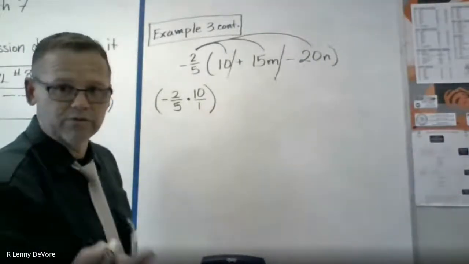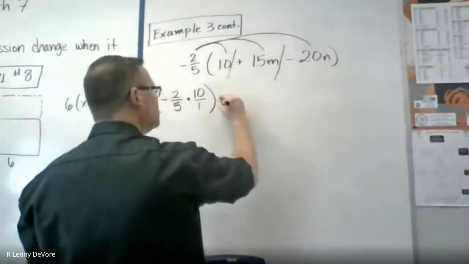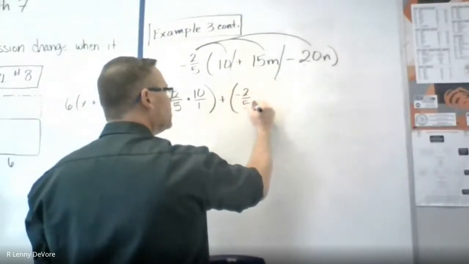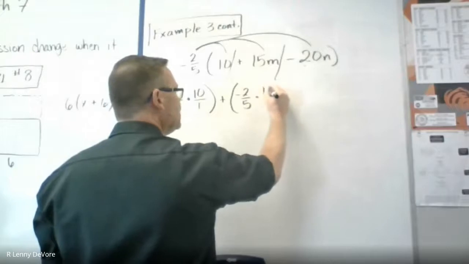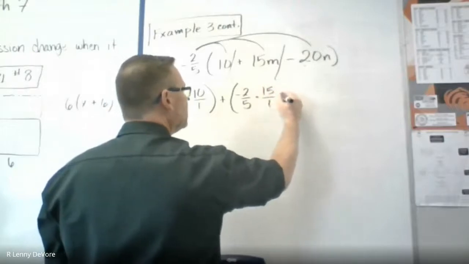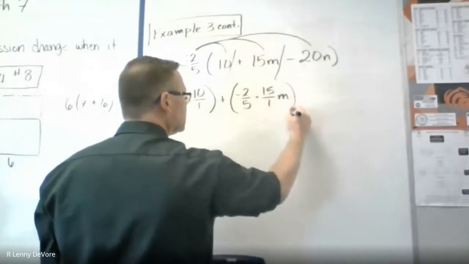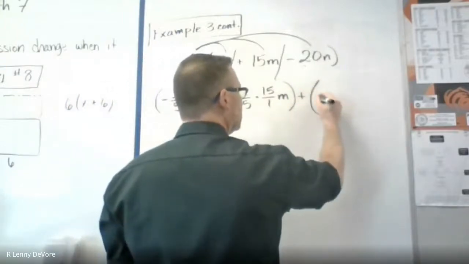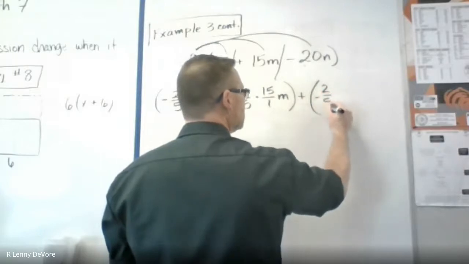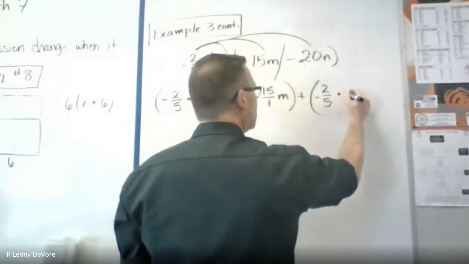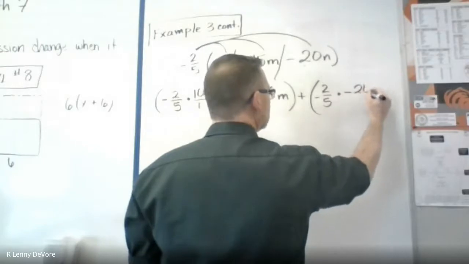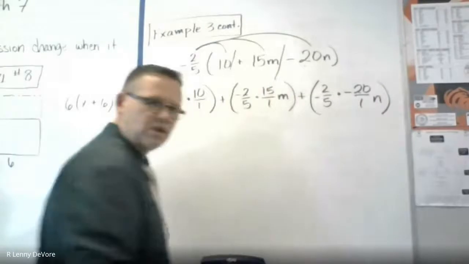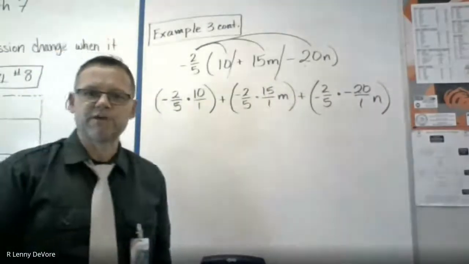Now again, we're going to go through and put a plus sign in between. I'm going to do the same thing, negative 2/5 multiplied by 15 over 1 m. Okay, and another plus sign, negative 2/5 multiplied by a negative 20 over 1 n. So each one of these we're going to be able to simplify down.